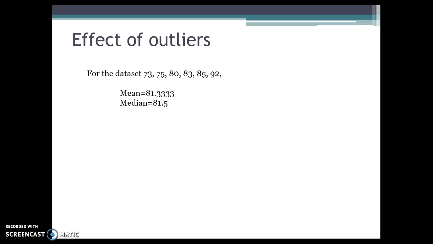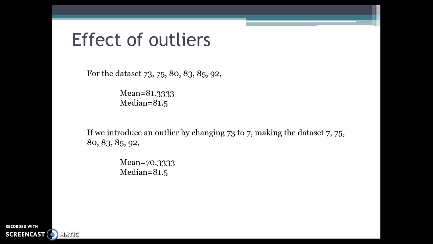Let's talk about the effect of outliers on the mean and the median. Suppose we had this data set: 73, 75, 80, 83, 85, 92. We calculate a mean of 81.3 and a median of 81.5. Now, what if we changed that first observation to make it be a 7 instead of a 73?